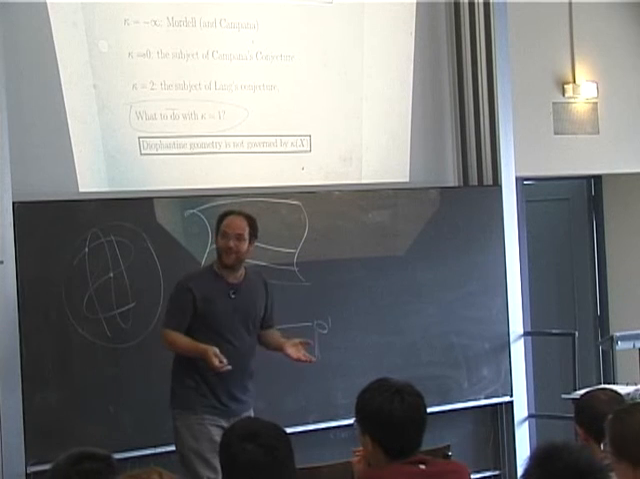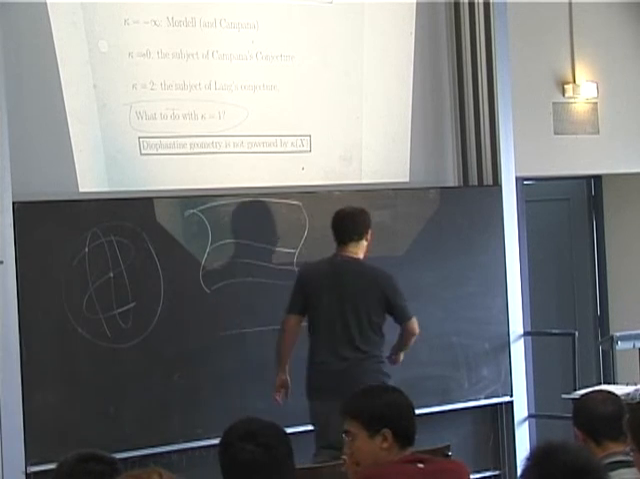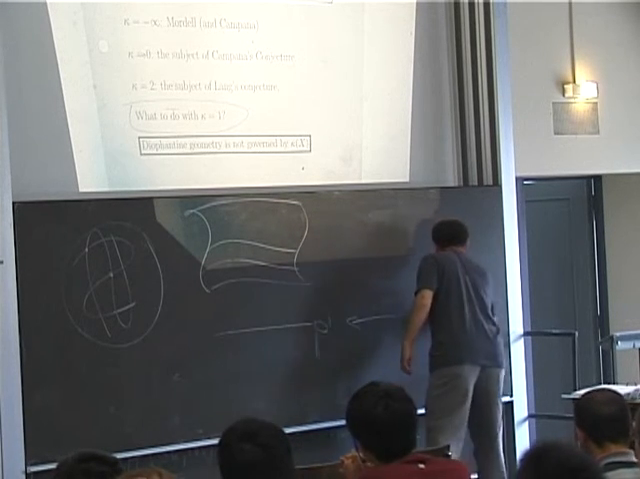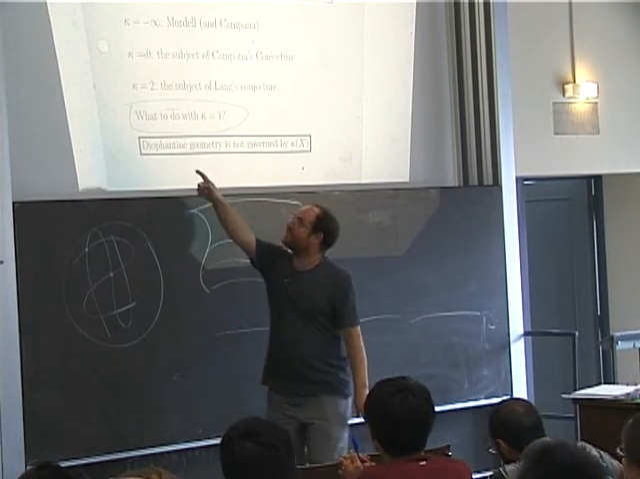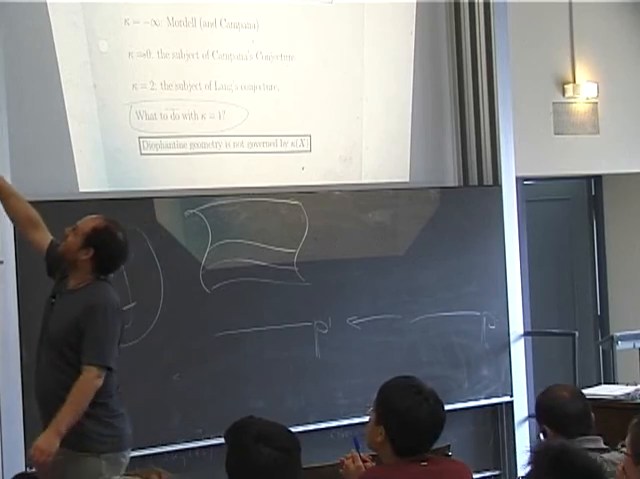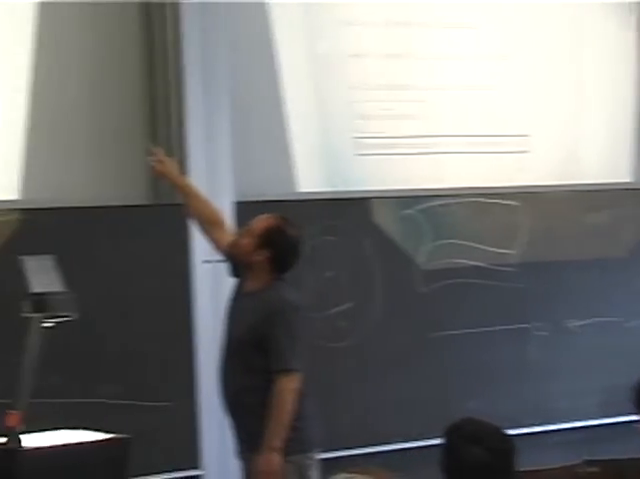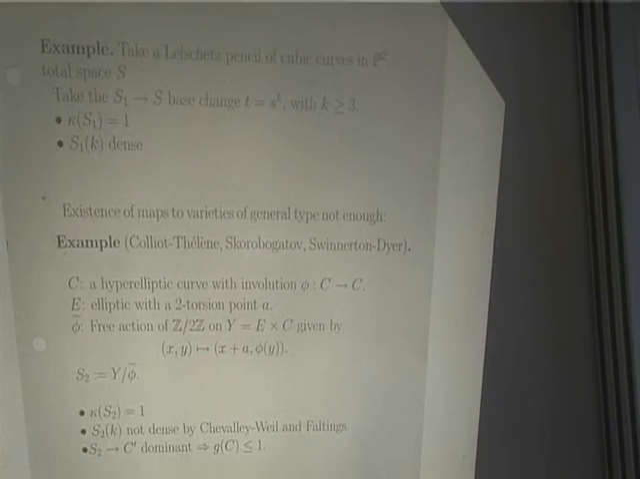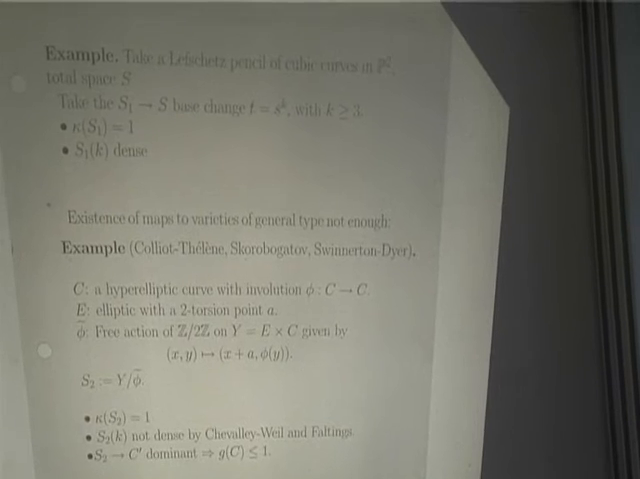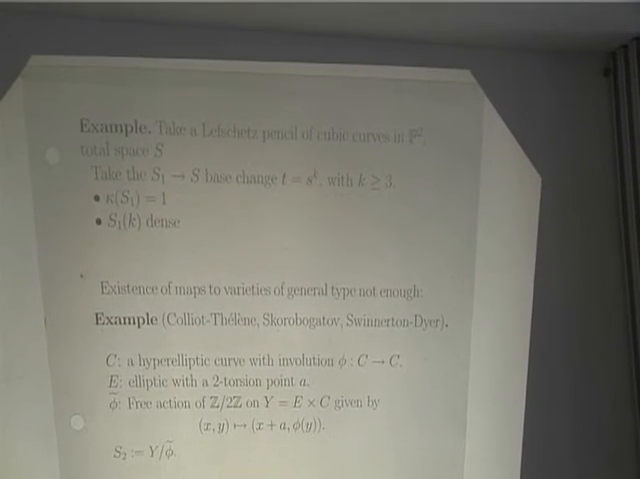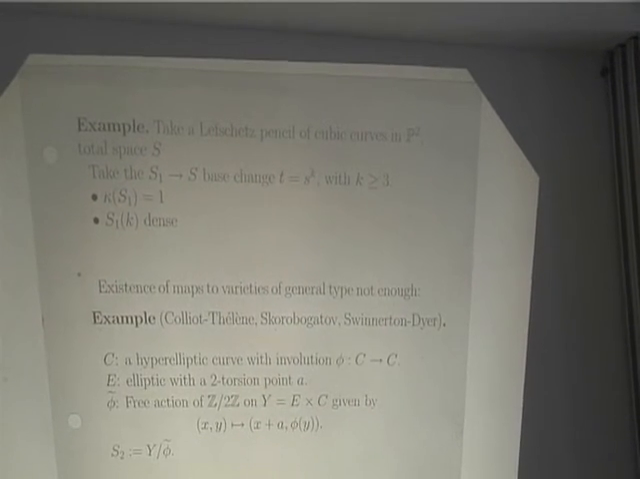This is not Kodaira dimension 1. But you can take a base change by the map that is described there. You take a base change by taking a kth root of the parameter t here. So s to the power k equals t. And in order for the example to work, you need k to be at least 3.